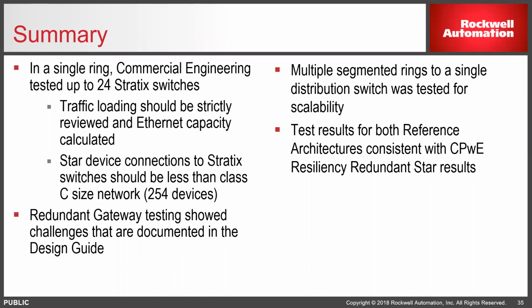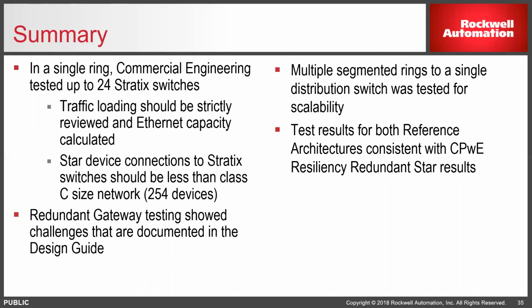Redundant gateways are available and have been used and shown to work very well. The main thing there is you want to read through the documentation before you implement them, because of some of the multicast and other PTP type and sync issues that have come up with those. Multiple segmented rings were tested for scalability, so you can try to break apart your different networks as needed. And a lot of that has been tested and has been put into the different documentation.